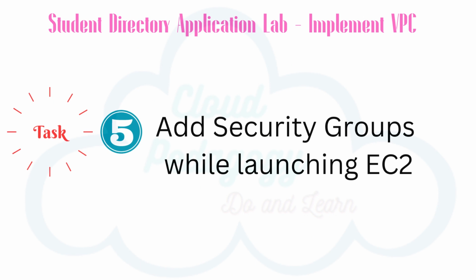Now it's time to add security groups while launching the EC2 instance. Let's build out a security group for our student directory application. The default configuration of a security group blocks all inbound traffic and allows all outbound traffic. If you want your EC2 instance to accept traffic from the internet, you will need to open up inbound ports. If you have a web server, you might need to accept HTTP and HTTPS requests to allow that type of traffic through your security group.